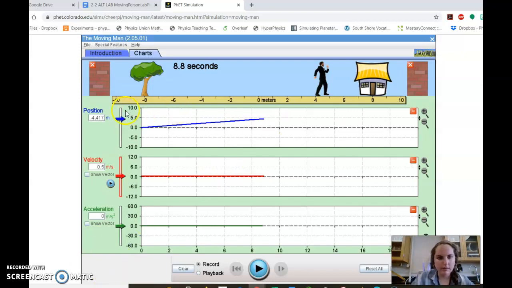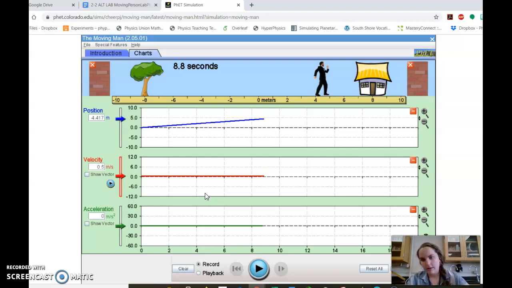I want you to take a little snapshot of your position versus time that you found in the lab, and I want you to post it on your lab. Okay, you should already have your prediction there, but now that you have this lab data and your prediction, I want you to talk about and explain the differences between them.